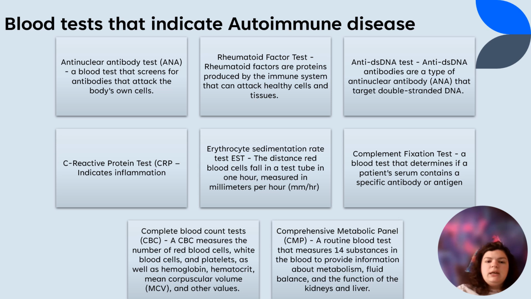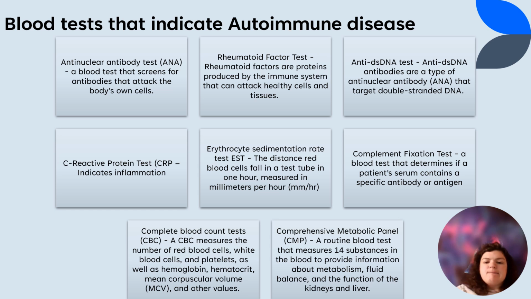The rheumatoid factor test. Rheumatoid factors are proteins produced by the immune system that can attack healthy cells and tissues. Anti-dsDNA test. Anti-dsDNA antibodies are a type of antinuclear antibodies that target double-stranded DNA. The C-reactive protein, which we talked about earlier, indicates inflammation. ESR, we talked about earlier, is the distance red blood cells fall in a test tube in 1 hour, measured in millimeters per hour.